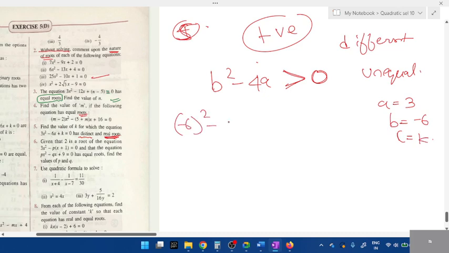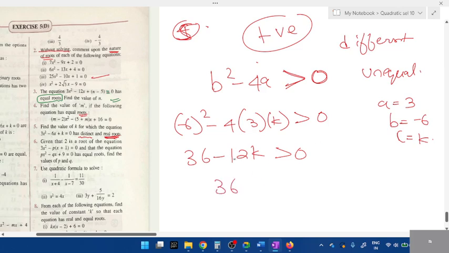Minus 6 the whole square minus 4 into 3 into K is greater than 0. 36, 3 fours are 12K is greater than 0. Minus 12K shifted to the other side. We are not dividing it.